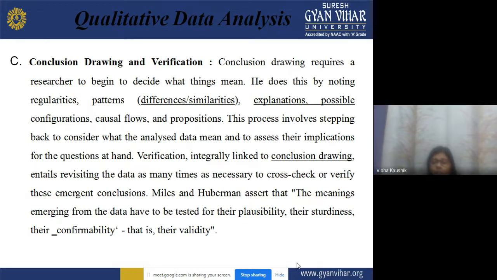Verification means you have to verify the data. It is integrally linked to conclusion drawing: on the basis of that data you will draw some conclusions, while revisiting the data as many times as necessary to cross-check or verify those emergent conclusions. Miles and Huberman assert that the meanings emerging from the data have to be tested for their plausibility, their sturdiness, their confirmability, that is their validity. Means we have to check whether the data that has been collected is valid or not.